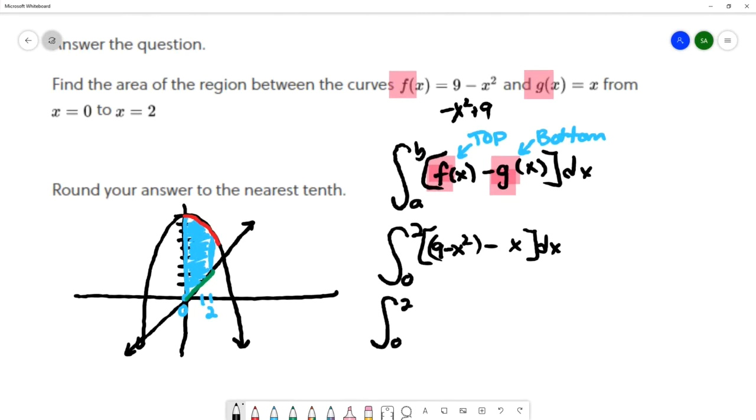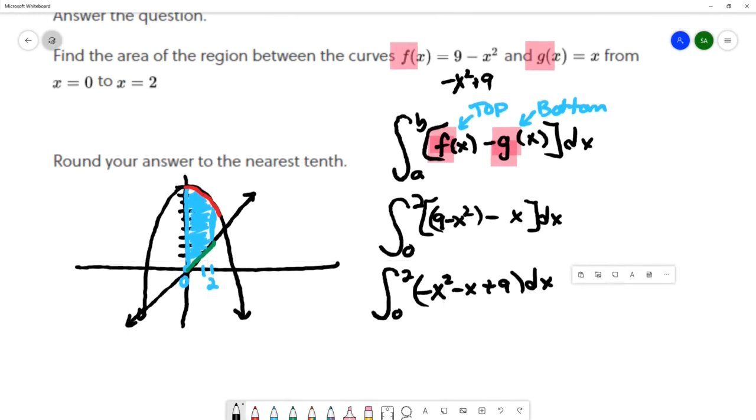So first I'm going to clean up by rearranging these terms. It would be negative x squared minus x plus 9. And now I'm able to find the antiderivative of negative x squared minus x plus 9. That's negative x cubed over 3 minus x squared over 2 plus 9x. And we're going to evaluate that from 0 to 2.